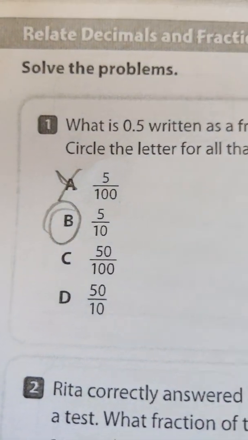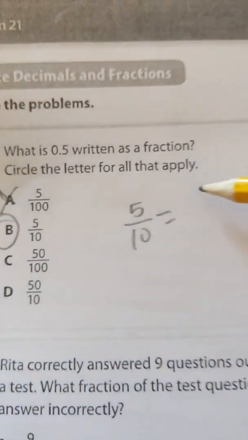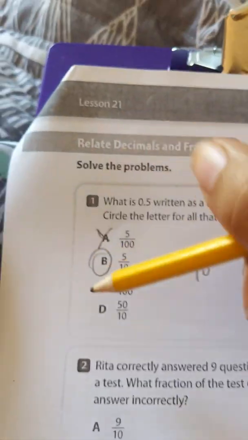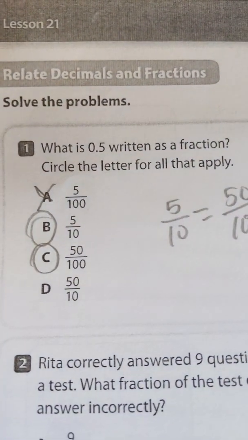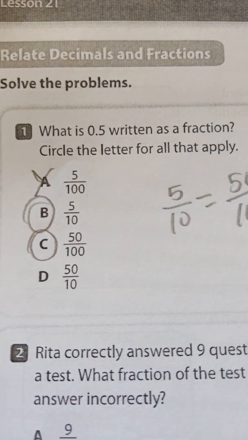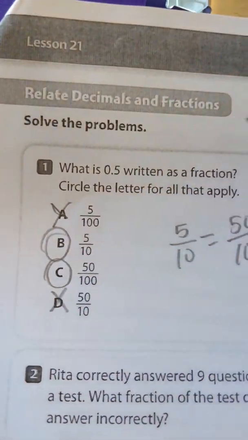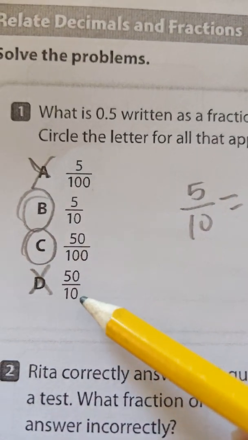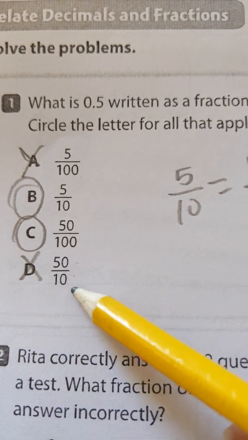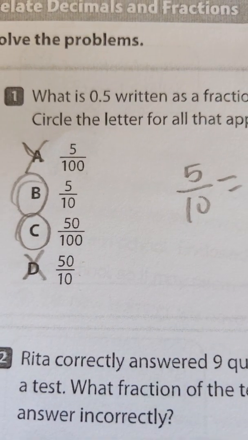50 hundredths. Would that work? Is 5/10 the same as 50 hundredths? Oh, you betcha. And how about 50/10? No. Guys, 50/10, hopefully you can see this. 50/10 is the same as 5 whole. This is like saying 50 divided by 10. Because the top number is bigger than the bottom, it's an improper fraction.